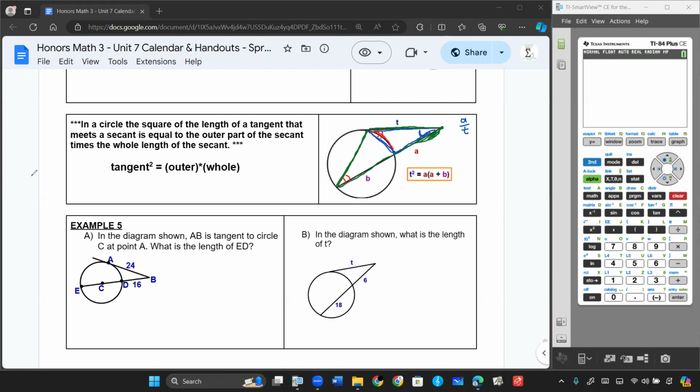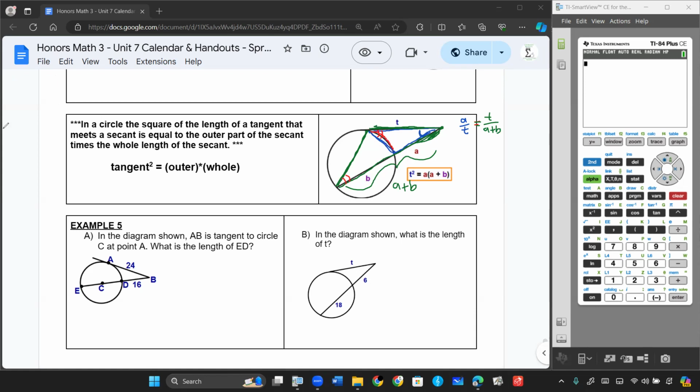So I can say the ratio of this side A to T is equal to the ratio in the green triangle of side T to the whole thing over here, which is A plus B. Again, the ratio of A to T in the little blue triangle is equal to the ratio of T to the whole side over here, A plus B, because those triangles are similar.